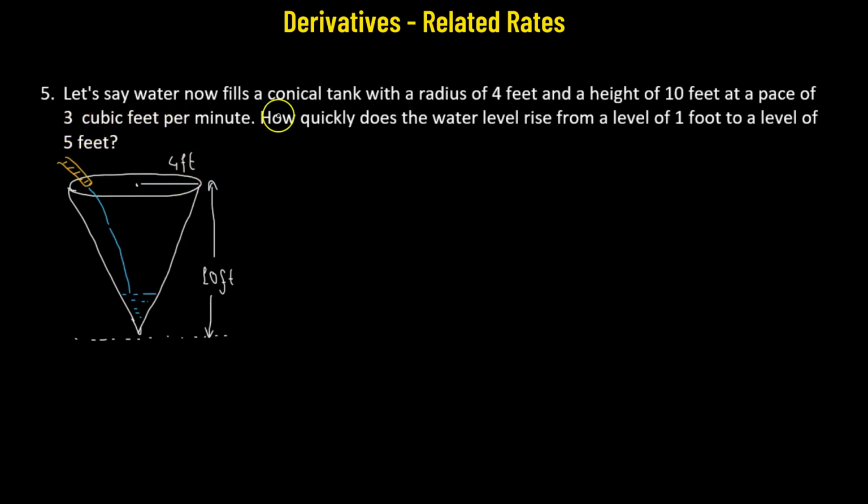So if we consider the volume of the tank as V, that is the same as saying the rate of change of volume means the amount by which water is filling the tank. This is given as 3 cubic feet per minute. What we need to find out is how quickly the water level rises from a level of 1 foot to a level of 5 feet.